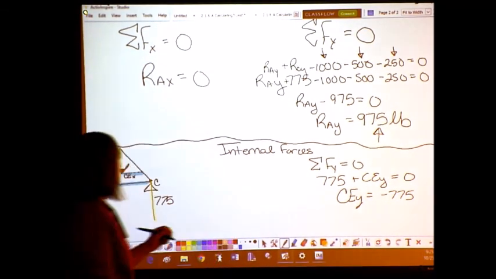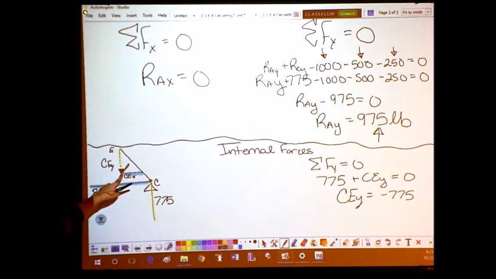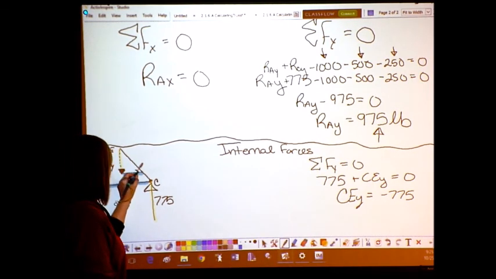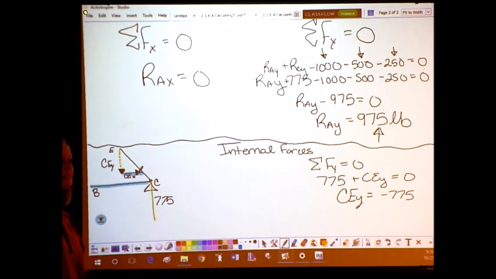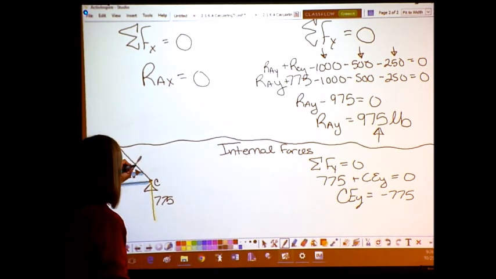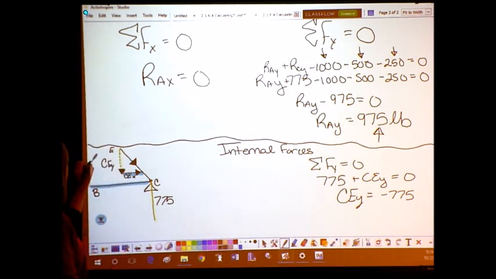Hey, good news. If you know this points down, CEX better point to the right so that it joins up with the diagonal. And if it points down, how better the diagonal point? The diagonal better point down and right. That's correct. Okay, so CEY is 775.